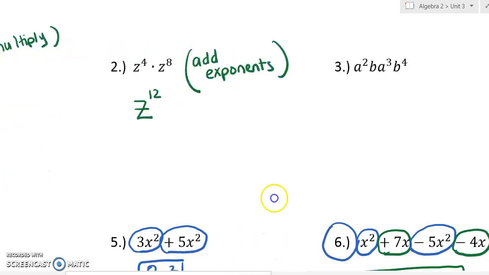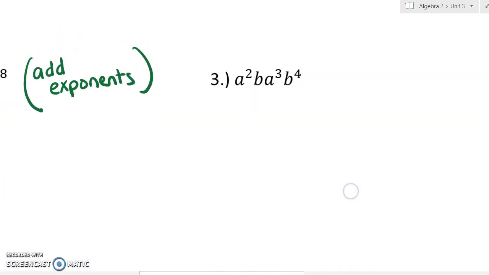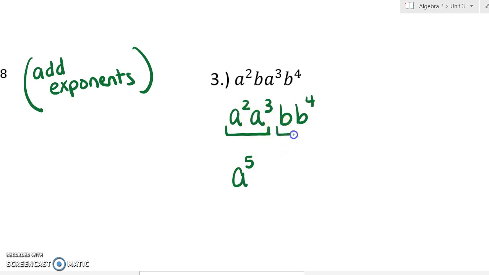All right, example 3. Ooh, we have a's and b's, okay? So what I'm going to do is just rewrite this so you can see it. A squared, and I'm going to put a to the 3rd right next to it, and then I'm going to put b and b to the 4th right next to it. So we do see the a squared times a to the 3rd as two bases with exponents multiplying. So we are going to add their exponents. So I have a to the 5th. I have 2 and 3 more is 5. And then here I have b to the 4th. But most people don't realize that b has a power of 1. And when you add 1 plus 4, you get b to the 5th. And these are not like terms, so we'll leave them alone as a to the 5th times b to the 5th.